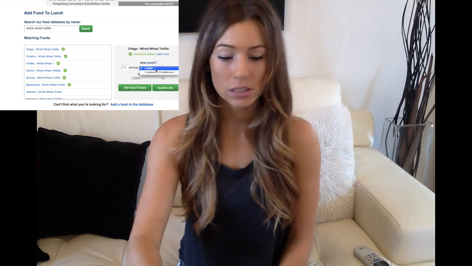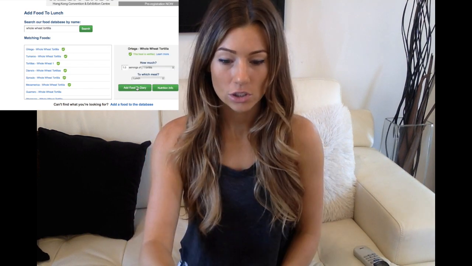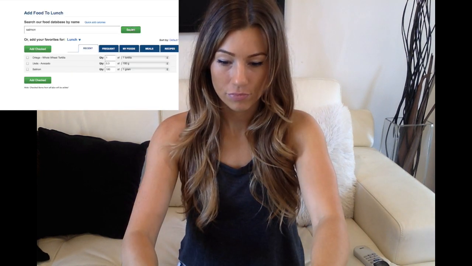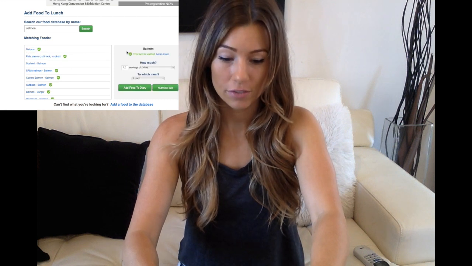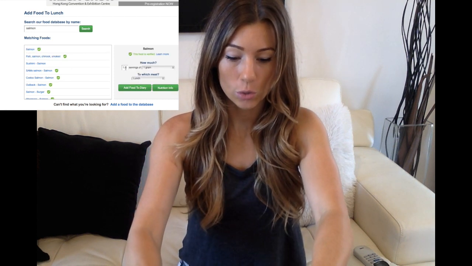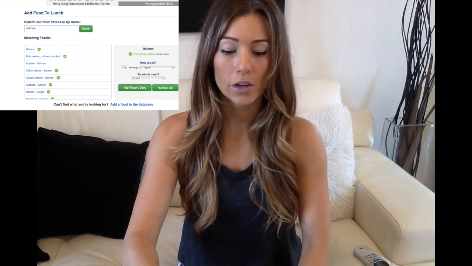Okay, and let's do the Ortega one. 1 tortilla, that's totally okay. So let's go to add to food diary. Let's add salmon. Okay, salmon, this one is verified. I'm going to do 1 gram, and then let's go ahead and go with 100 grams. Ooh, just 100.